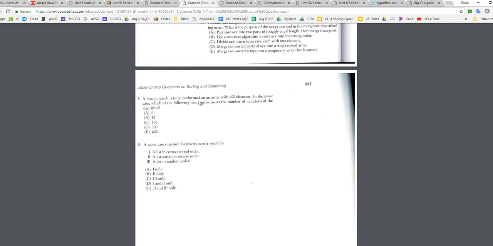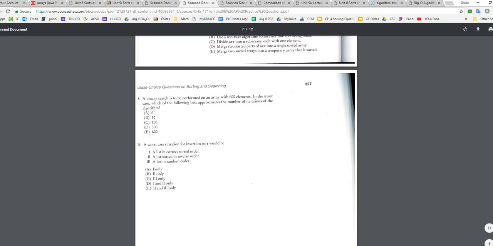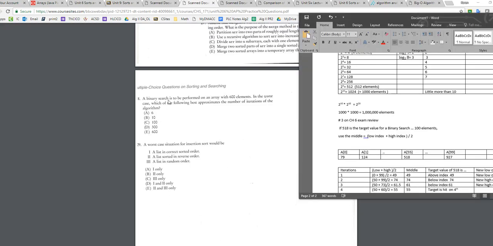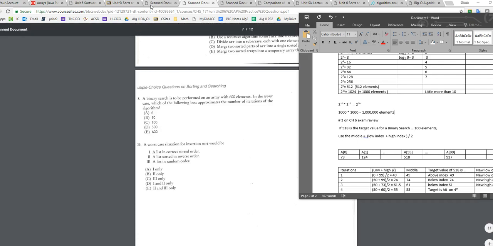Here's a good one to use that base 2 on. A binary search is performed on an array with 600 elements. In the worst case scenario, which is the best approximation for the number of iterations? So if we look at our base 2, and I'm looking for 600 elements, 600 falls between 2 to the 8th and 2 to the 9th on my powers, and so I'm going to say it has to be at least 10, because 10 is closer to the 8 or 9 than 6 is. So that's question number 28.